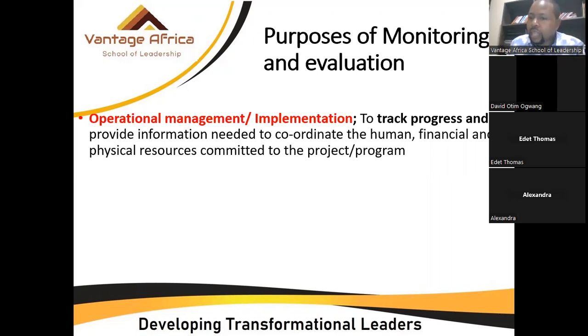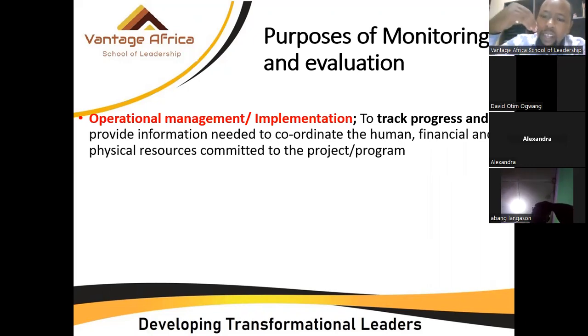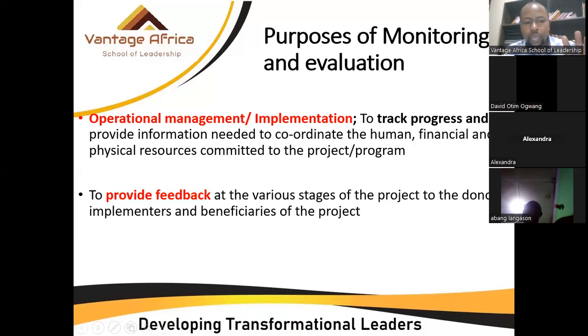And this is what we are saying, and I want to emphasize the fact that it is monitoring: we are able to track progress and provide information needed to coordinate the human, financial, and physical resources committed to the project or program. And therefore, we cannot win without monitoring and evaluation. M&E also helps to provide feedback at various stages of the project to the donors, implementers, and beneficiaries of the project. Again, we are saying feedback is very, very important.